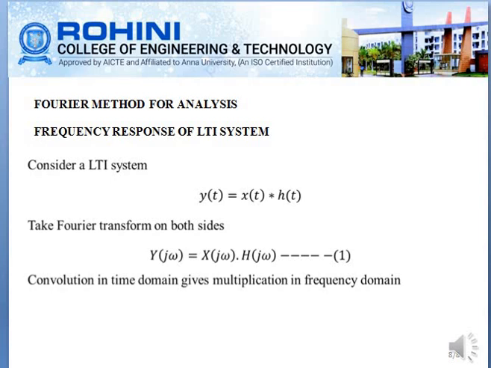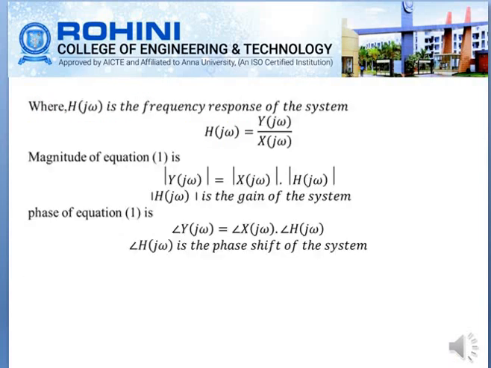The Fourier method for analysis, that is the frequency response of an LTI system. Consider an LTI system y(t) = x(t) convolved with h(t). Then for the Fourier transform analysis, first we apply the Fourier transform on both sides of the equation. So we get Y(j omega) = X(j omega) H(j omega). The convolution in time domain gives multiplication in frequency domain. H(j omega) is the frequency response of the system, so H(j omega) is the ratio of Y(j omega) to X(j omega).